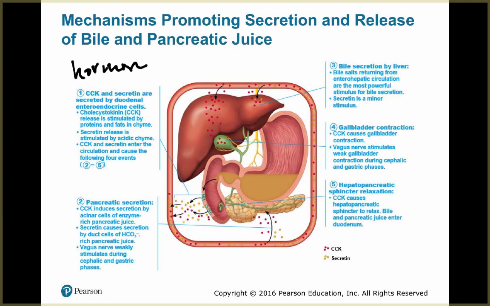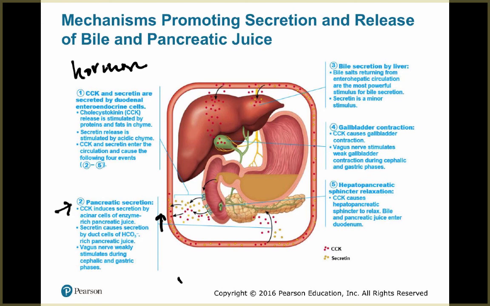You have the CCK and secretin that are secreted by the duodenal enteroendocrine cells. And so the CCK is stimulated by protein and fat in the chyme. The secretin is released due to acidic chyme. And basically, these two guys enter the blood circulation and cause the following events to happen.